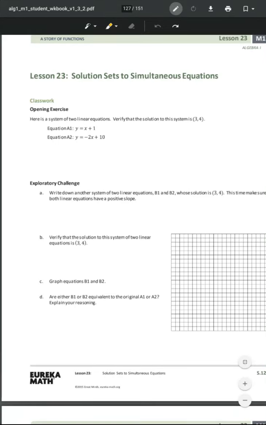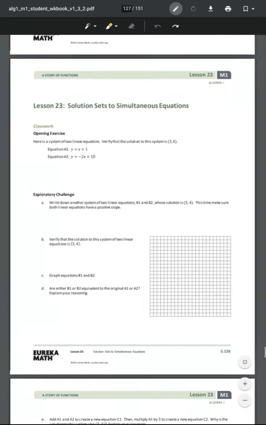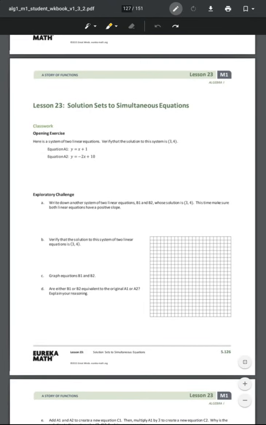Okay, so today we are looking at solving systems of equations, or the introduction to it. This should be a review since you have already learned systems of equations, but we are going to focus more on how they are related, specifically how we can manipulate the equations, and how they will still be the same equation. This is page 126, and this is also module 1, lesson 23.